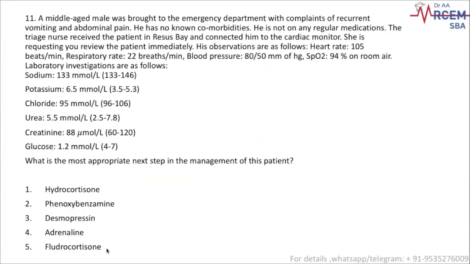A middle-aged male was brought to the emergency department with complaints of recurrent vomiting and abdominal pain. He has no comorbidities and is not on regular medications. The nurse has connected him to a cardiac monitor and requests you to immediately review the patient. On reviewing, he has tachycardia, tachypnea, and hypotension.